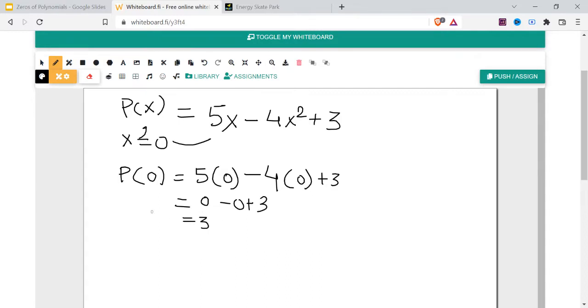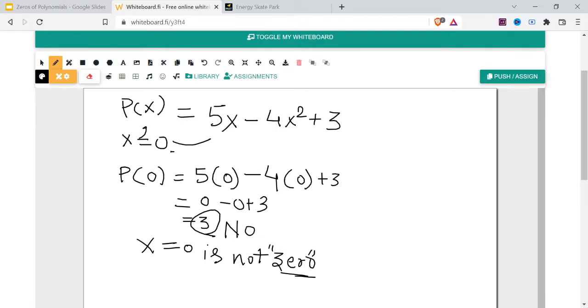Now tell me whether this polynomial is resulting in 0 at x equals 0. No. So x equals 0 is not a zero of the polynomial. Don't get confused by this. Just remember, zero means the polynomial must result in 0, but it is resulting in 3 when I'm putting x equals 0 in the equation. So it's not a zero of the polynomial.